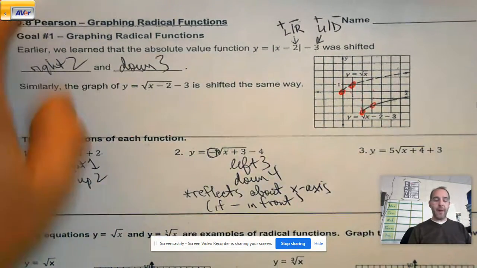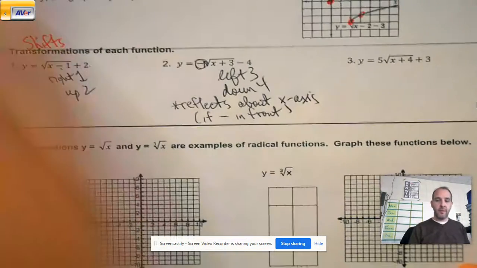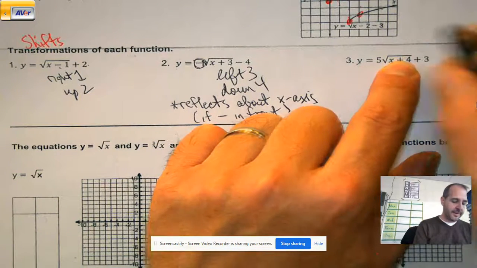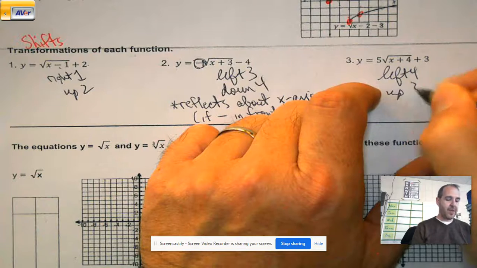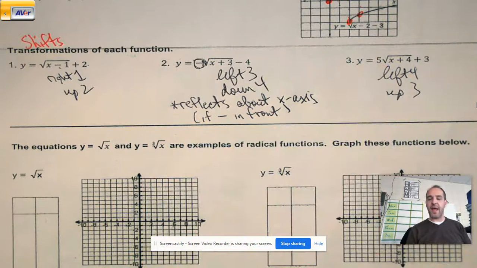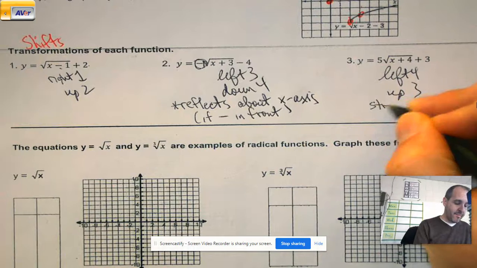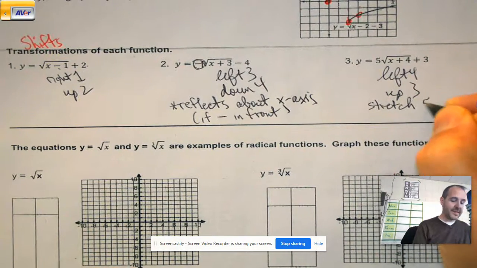Okay, but what about... okay, I do all my normal here. I'm like, okay, left 4, up 3. Now, that one's not negative, so does it reflect? No. No, it doesn't. If there's a number there, that's going to be a stretch.